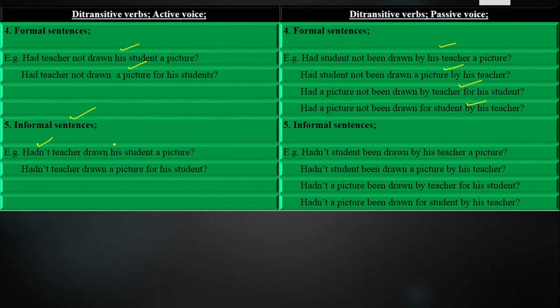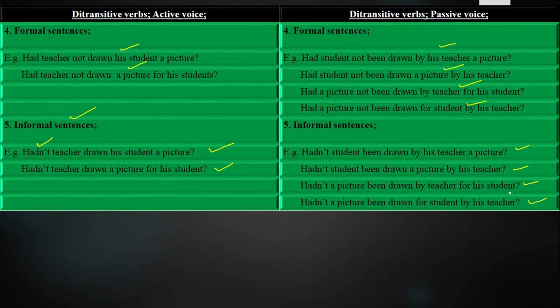Hadn't teacher drawn his student a picture? Hadn't teacher drawn a picture for his student? Hadn't student been drawn by his teacher a picture? Hadn't student been drawn a picture by his teacher? Hadn't a picture been drawn by teacher for his student? And hadn't a picture been drawn for a student by his teacher?